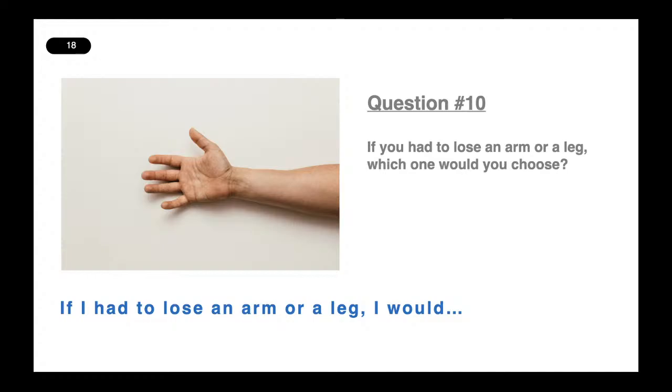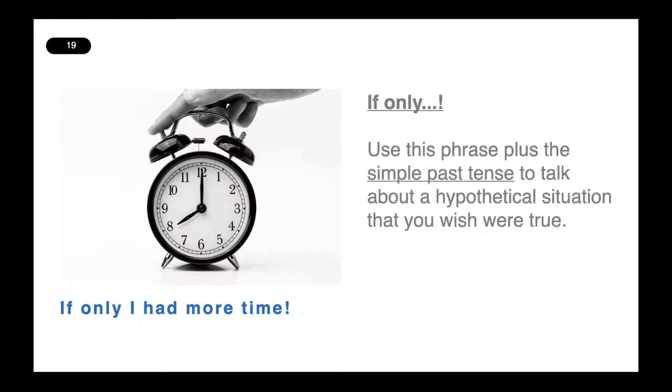Okay, we have 12 minutes left. Let's go through some of these phrases very quickly. So if only. This is a phrase that we use plus the simple past tense to talk about a hypothetical situation that we wish were true. We wish it were true. So if only I had more time. It means I don't have time, but I wish I had more time. If only I could travel right now, but we can't because of coronavirus.